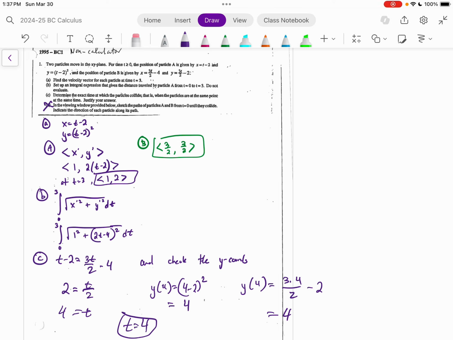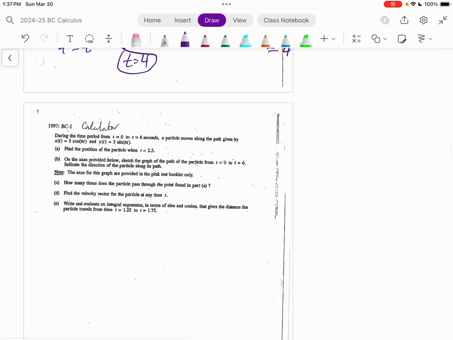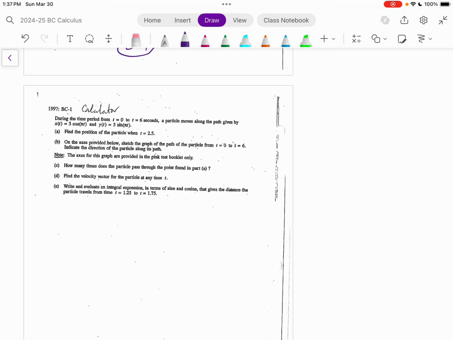Let's talk about 1997. This guy. During the time period t equals 0 to t equals 6, a particle moves, and we got some trig fun. That may or may not be fun for you. They don't really ask us to sketch very much anymore. So we're not going to do B, but let's talk about A.